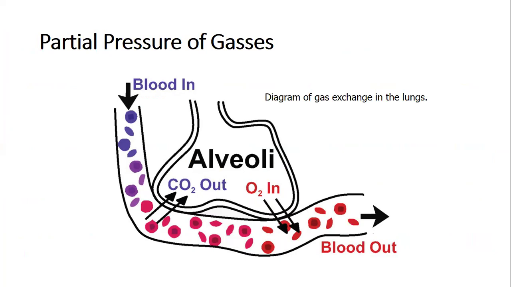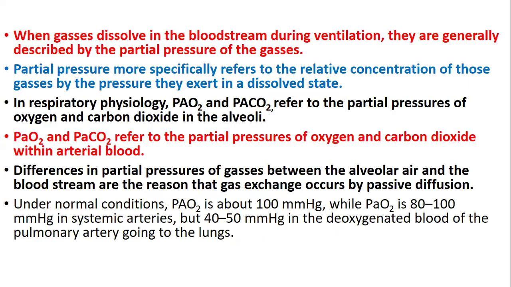Partial pressure, as we have already said, is the kind of pressure that the gas is going to have in dissolved form or in atmospheric air. In dissolved form, carbon dioxide is going to be in higher concentration and exert a lot of pressure, whereas oxygen in alveolar air is going to have a higher pressure. And it is this difference in pressures that allows for gaseous exchange.